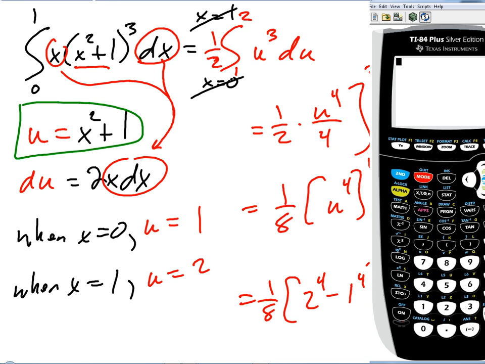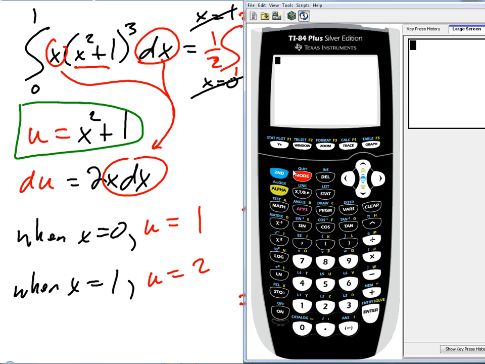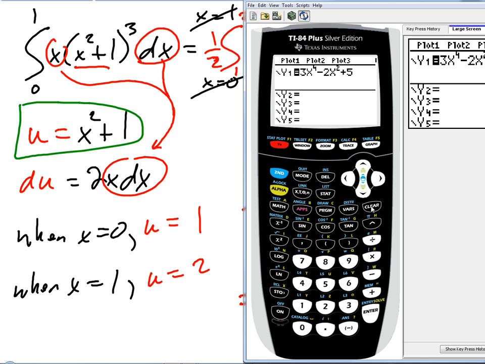So let's look at the original one here. Let's put this guy in, right? So if we want to find the definite integral, we'll go y equals, and we'll put in this function and ask the calculator to find the area graphically. So we've got x times the quantity x squared plus 1 cubed.